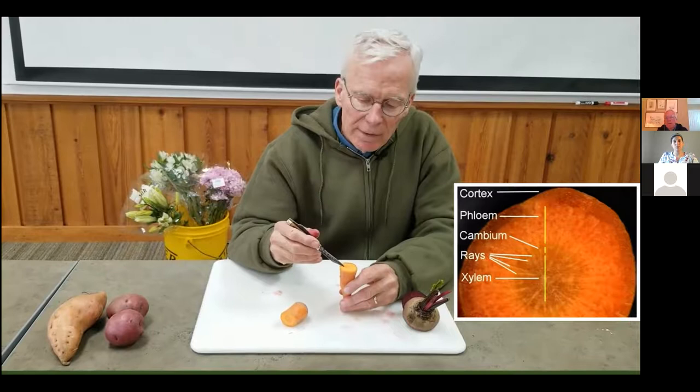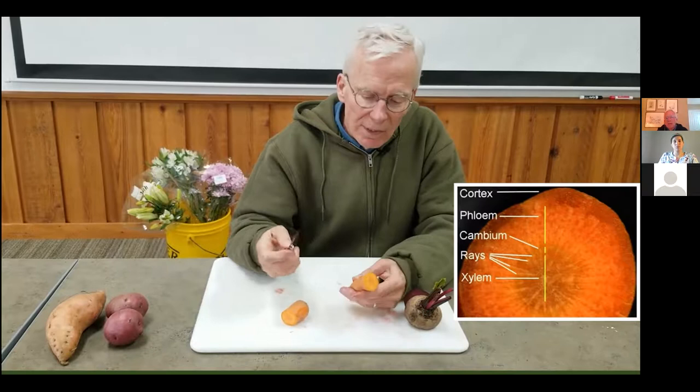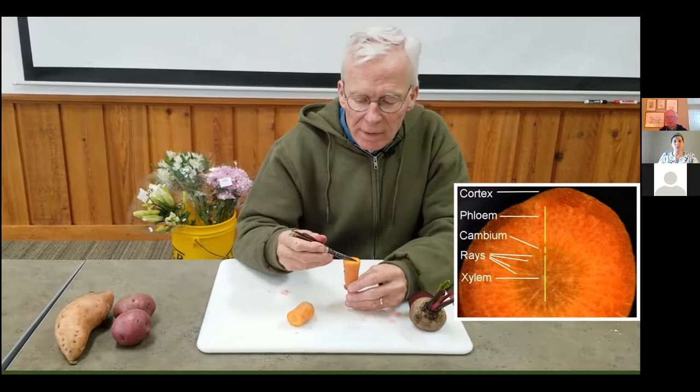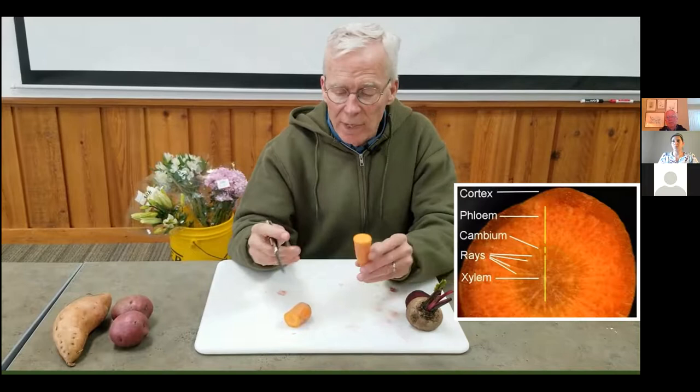So all that you eat is the carrot. You generally peel it, but all of that, the xylem, the phloem, and the vascular cambium, we eat the whole thing as a taproot.